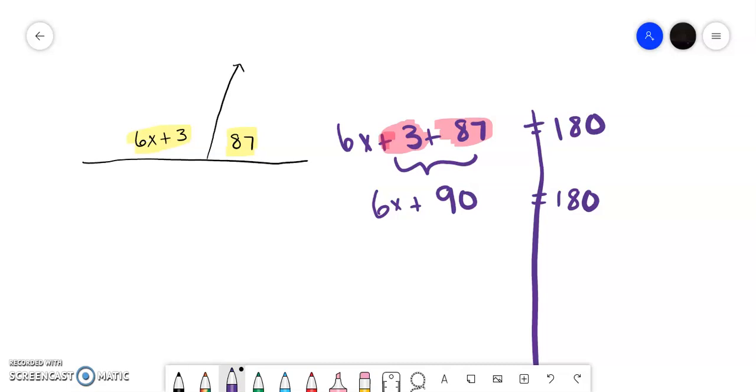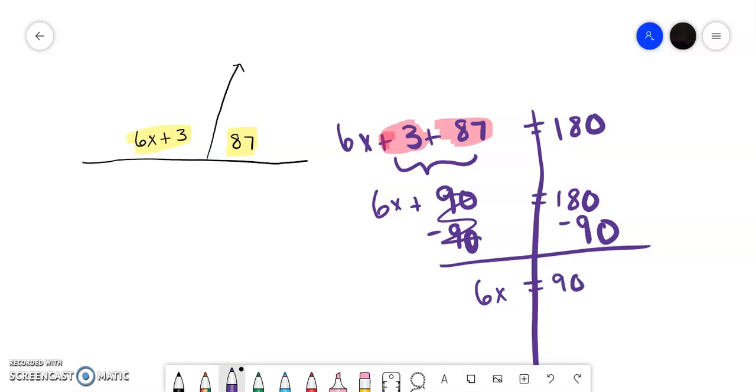So now we have a regular two-step equation. We're going to take 90 from both sides. 90 minus 90 is 0. It's gone. I'm going to bring down my 6x, and my 180 minus 90 should give me 90. Divide by 6 on both sides. That's gone. x is equal to 15. 90 divided by 6 is 15.